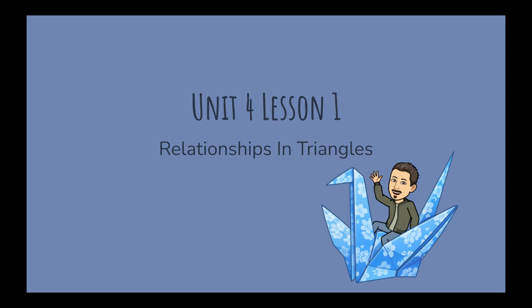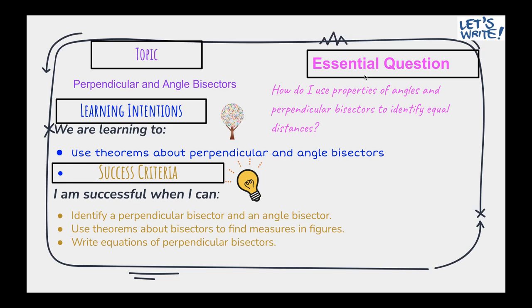All right, guys, here we are into Unit 4, Lesson 1, Relationships and Triangles. Now, this particular video might be a little bit longer, but you do have a little extra time to go through it. So make sure that you take your time and don't stress too much because we are giving you the extra time. Okay, so to start with, we're looking at perpendicular and angle bisectors.